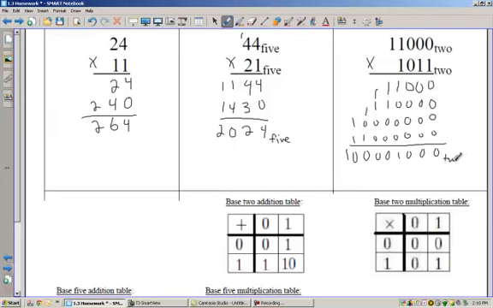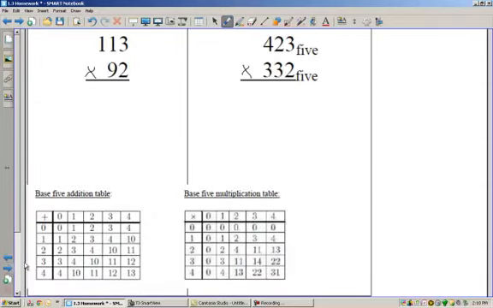Right, that should equal 264. Okay, almost done. The last problem we want to look at is given here. And this is the challenge one. So of course I can do the one on the right.